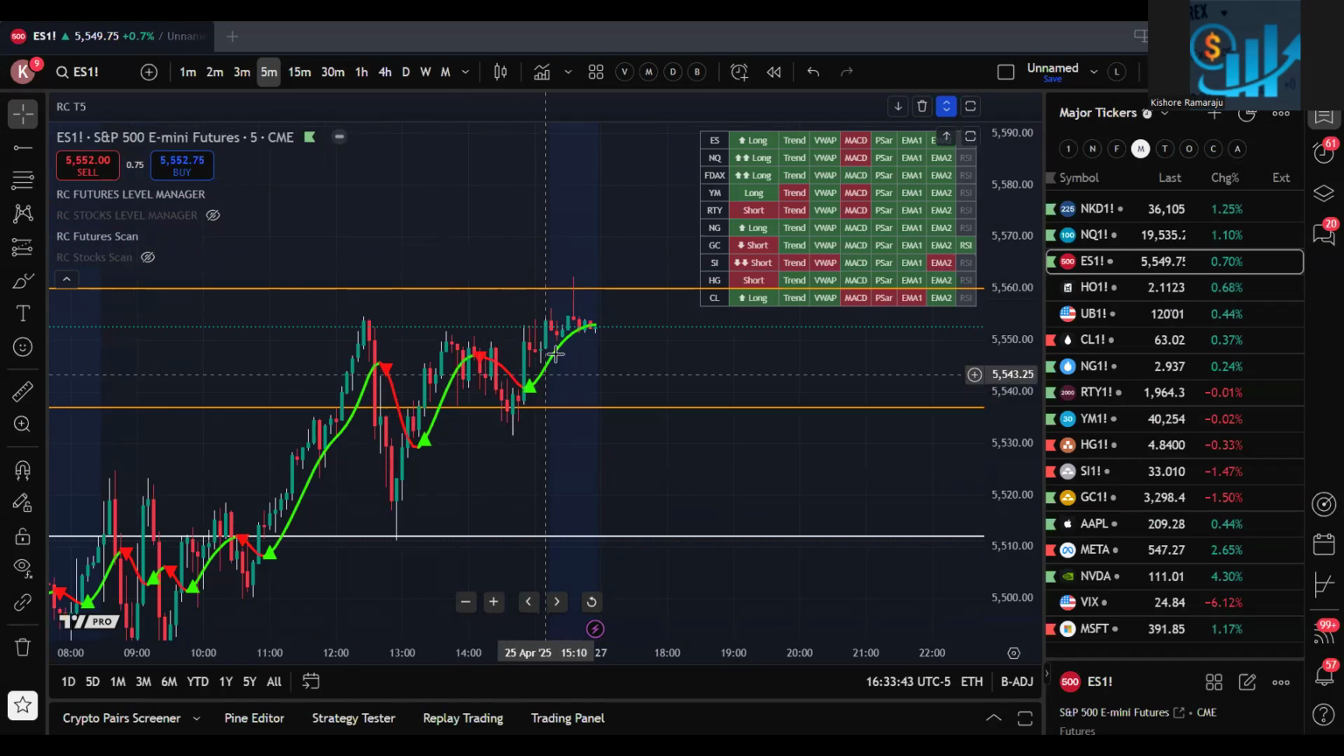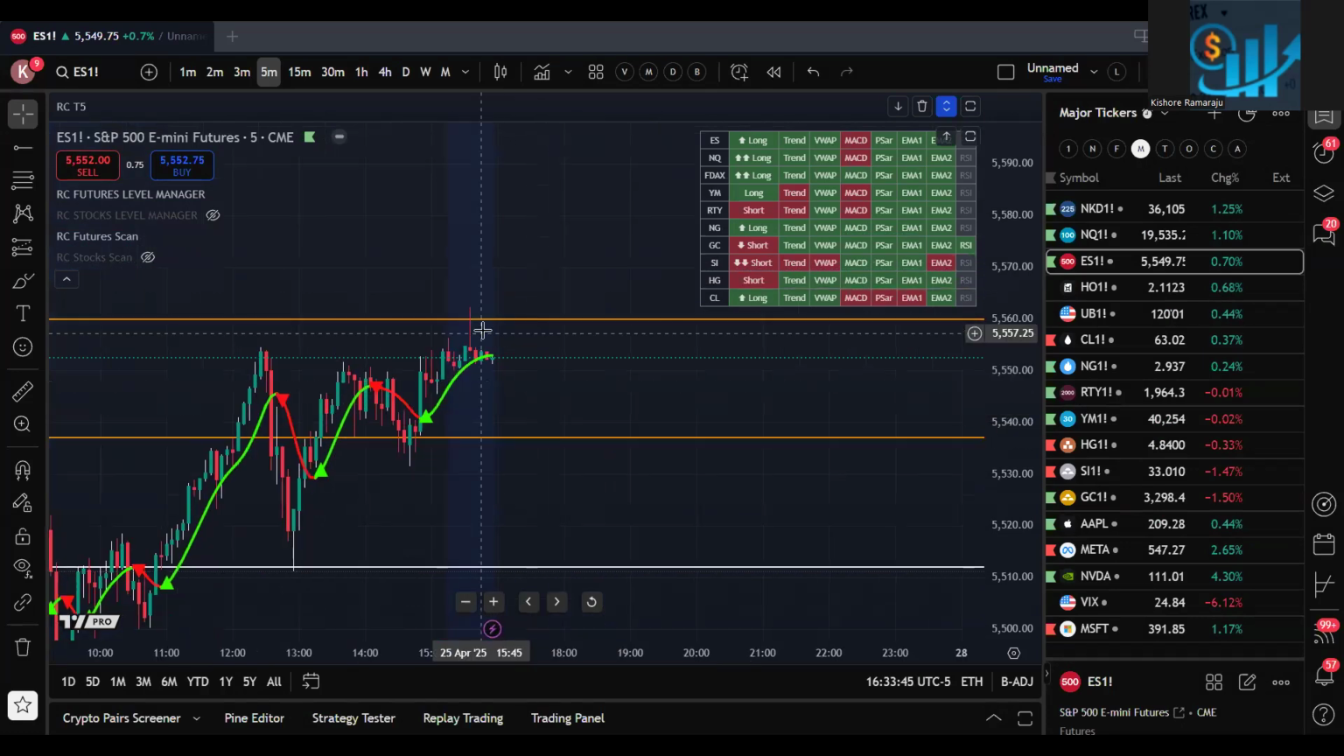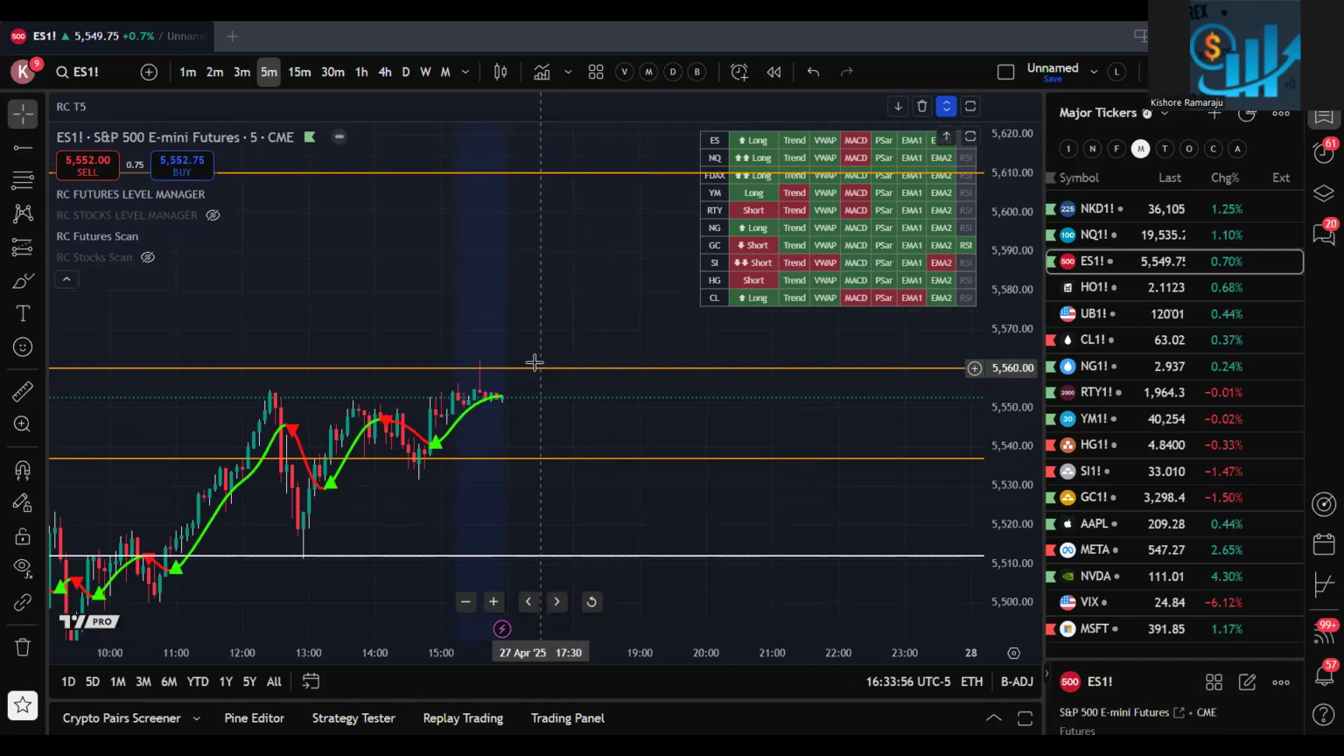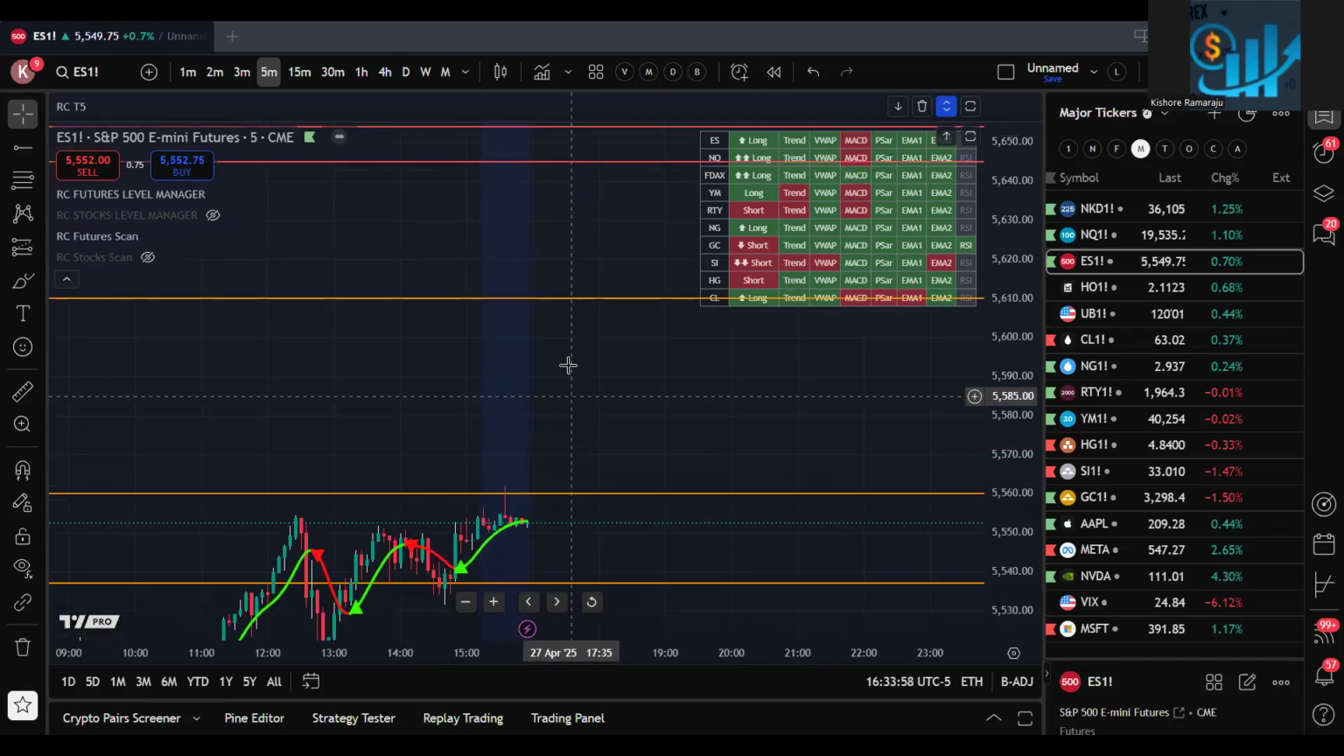Price touched this level, went all the way to level two. Now again, this level is acting as a resistance. It may come all the way down. Again, next time when buyers try to go up, they will break this level. If we see tomorrow evening that we break this level, we can go all the way to 5610 on a Monday morning.